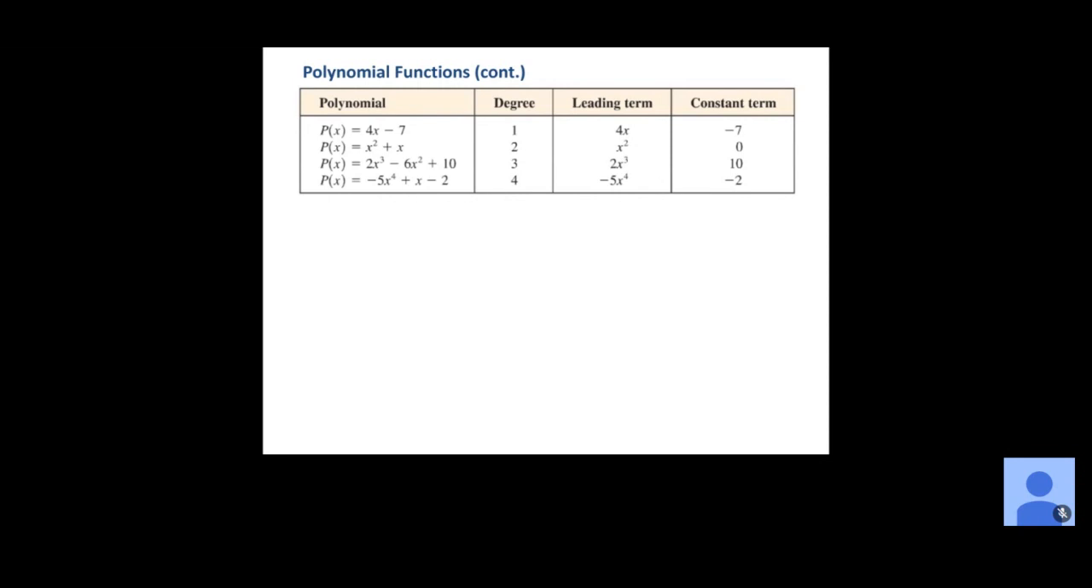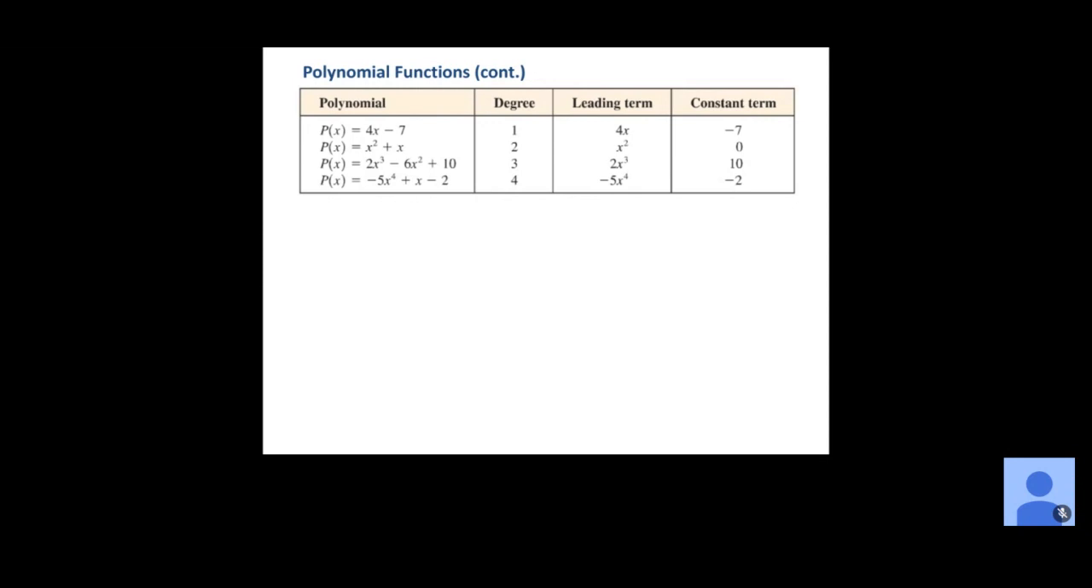Okay, now the second one, we have x squared plus x. The degree of that one is 2 because our highest exponent on our variable is 2. The leading term is just the x squared in that case. And the constant term here, notice there is no term that doesn't have a variable, so we would say that our constant term is 0 in this case. And then the third one, we have 2x cubed minus 6x squared plus 10. Again, we look for the degree, the highest exponent on one of your variables. In this case, that's a 3, so our degree is 3. That means the leading term is the entire 2x cubed. And the constant term for this one is the positive 10 at the end.